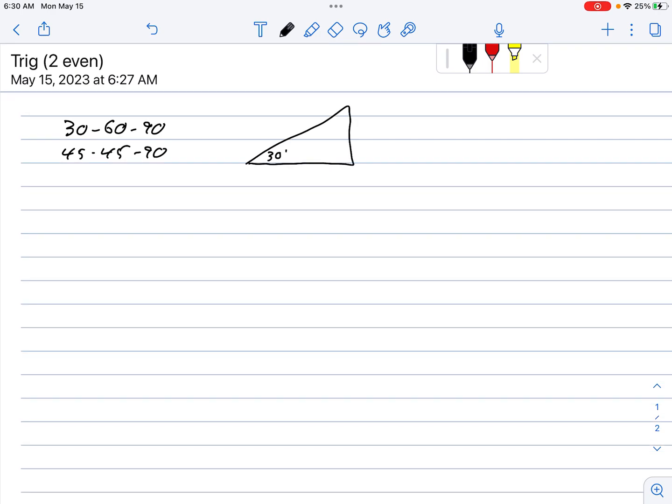Opposite your 30 side, we called it x last year. And then the hypotenuse is always double the side opposite the 30. Then the side opposite the 60 was always whatever the side opposite the 30 was times radical 3. So just a quick little example. If this was 5, this would be 10, and this would be 5 radical 3. If this were 30, and this were 60.